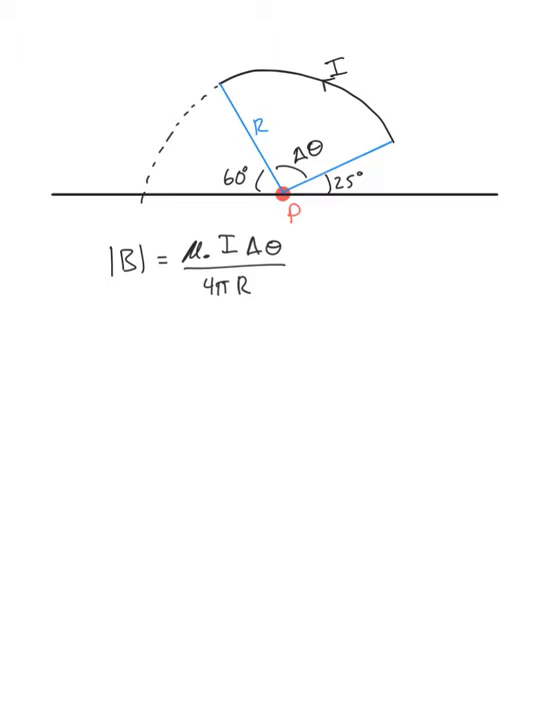In this case, we can find delta theta by noting that 180 degrees must equal 25 degrees plus 60 degrees plus delta theta, which leads us to delta theta equals 95 degrees. Now, in order to use our equation here for delta theta, we cannot have our delta theta in degrees. We need to have delta theta in radians. So what we're going to do is convert our 95 degrees into radians.